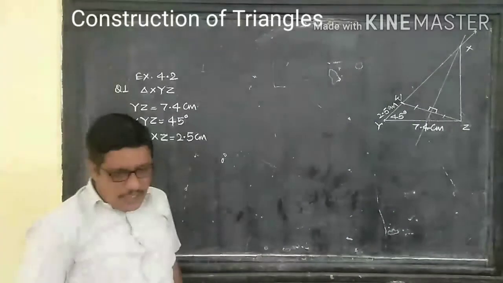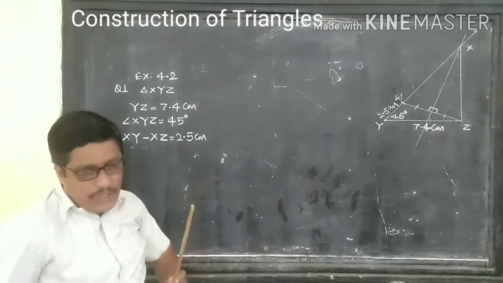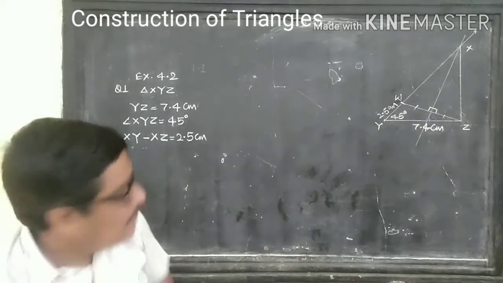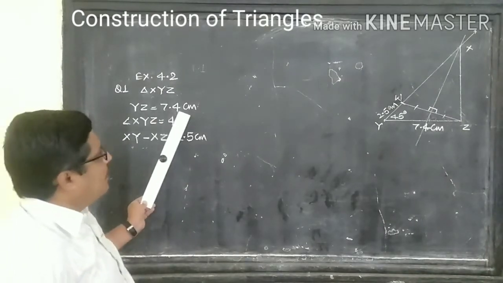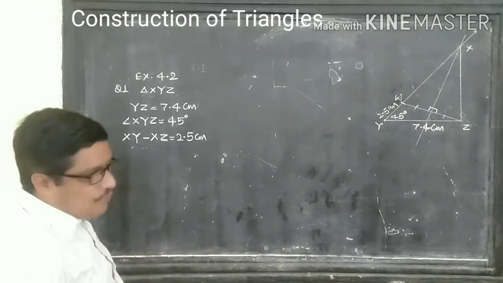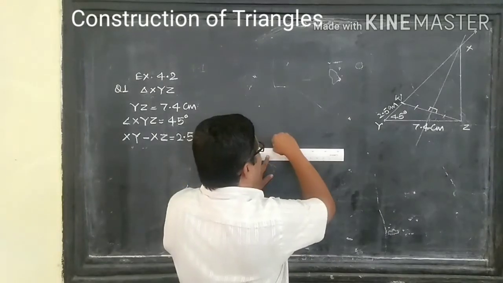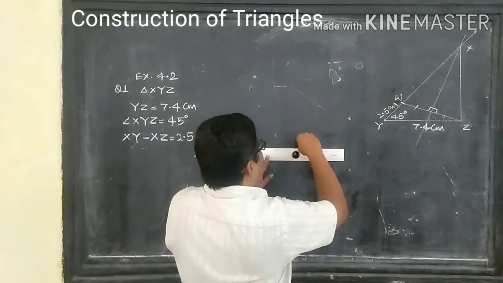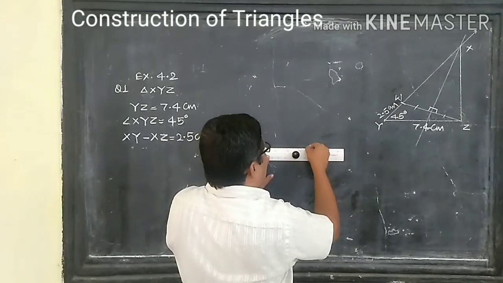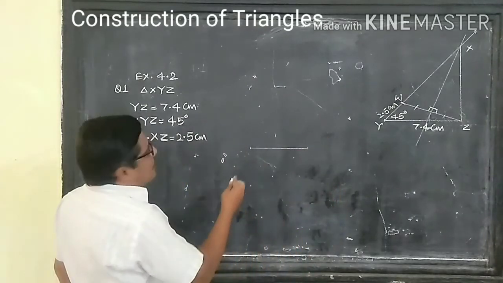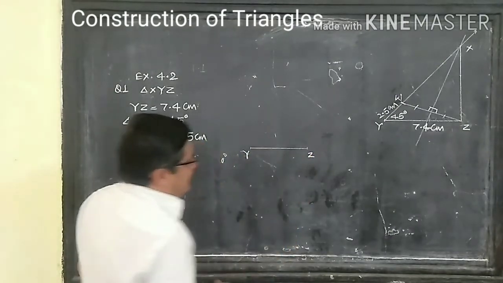Now we will actually construct this triangle. For that, first of all we have to take base YZ of 7.4 centimeter. We are going to draw base YZ of 7.4 centimeter. So this is Y and Z.